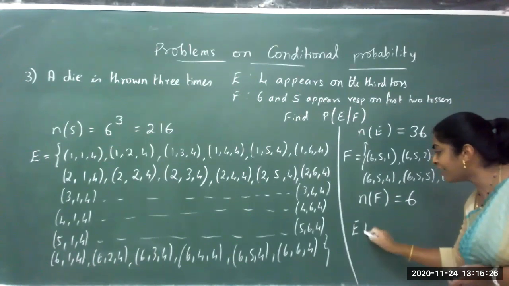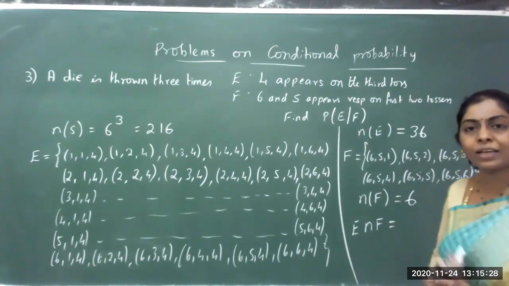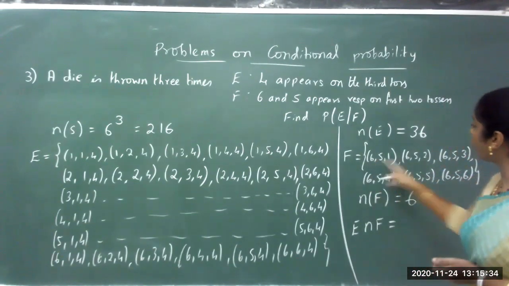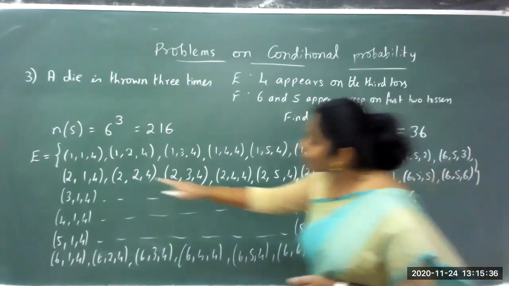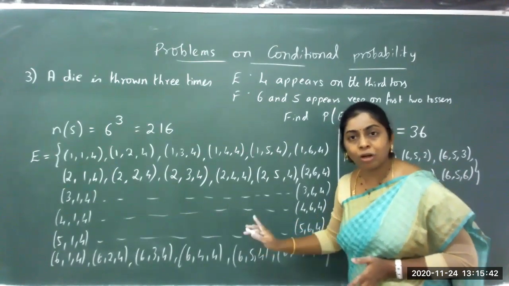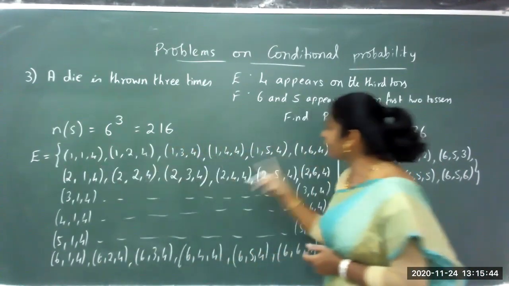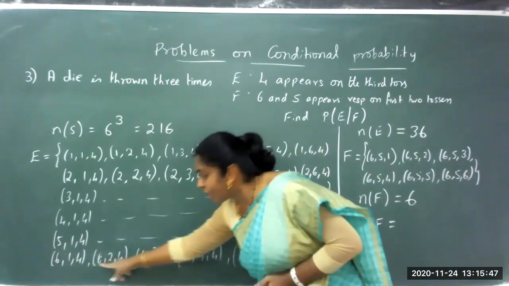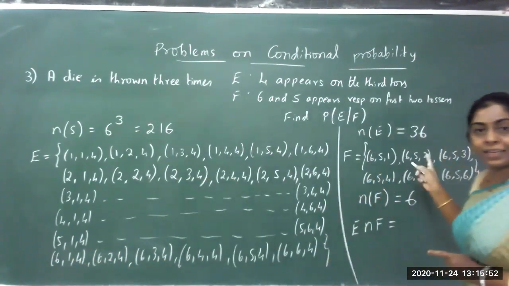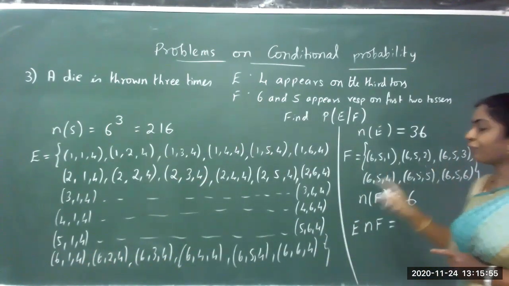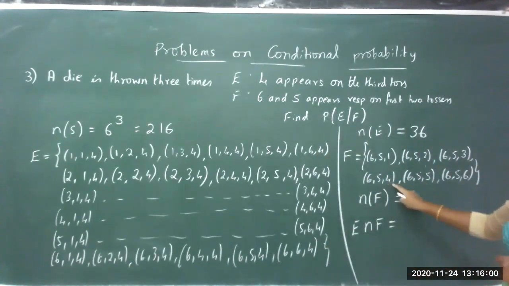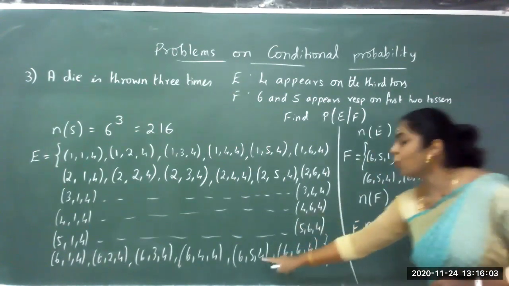With this, I have to find E intersection F. I have to check whether there are any common elements. When I check, the only possible case is when the first die is 6. I cannot take the first five rows at all because on the first die it is not 6. Only the last one is possible. On the first die I have 6, and the second die should also have 5. So which is that possible case? 5 and 4. So 6, 5, 4 is the only common element I can choose.